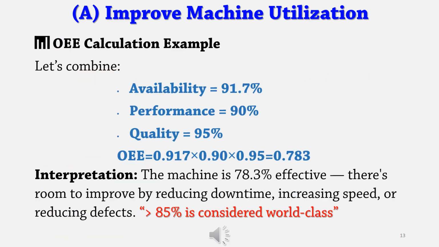OEE is calculated by combining these three parameters. So in this example, it is coming 78.3%. So the machine is 78.3% effective. There is room to improve by reducing downtime, increasing speed, or reducing defects. Remember, OEE greater than 85% is considered world class.